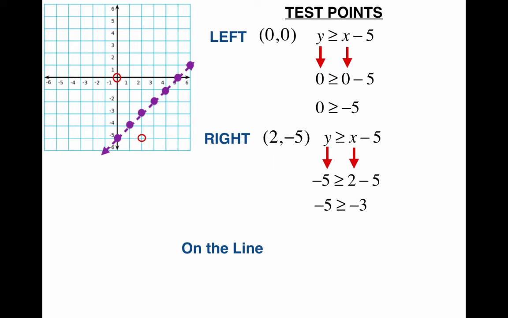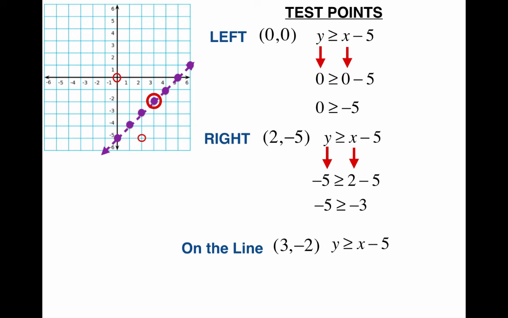Now we got to test something on the line. We didn't choose a point. Remember, you can choose anything you want on the line, so I'm going to pick kind of a random point here. 3, negative 2 lands on the line. That's the one I'm going to test just because it works, and I could pick anything I wanted, really.